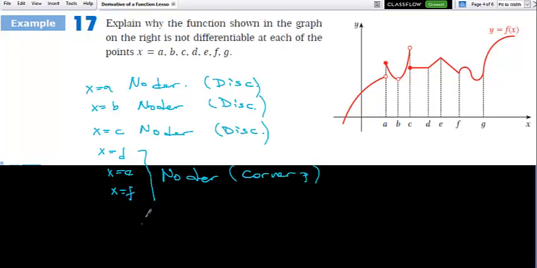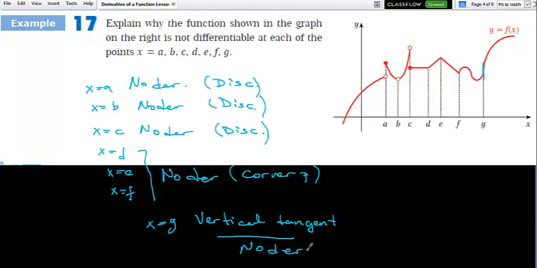Okay, the last one is x is equal to G. As you see, it's perpendicular to the x-axis, so it means that we have a vertical tangent. Vertical tangent means the tangent is infinity. That's why we don't have the derivative, no derivative again for this case.